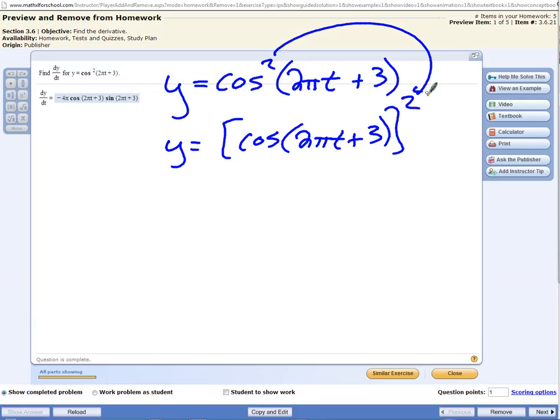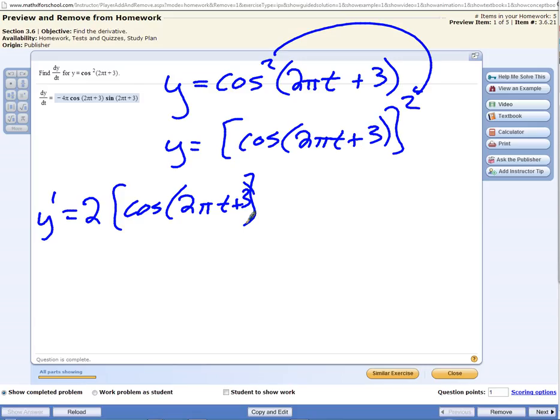So how many links am I going to have in my chain? If there's 3 layers, I'm going to have 3 links. One derivative for each layer. Okay, so let's do this. The outermost layer is the power part, the square. So what's the derivative of something squared? 2 times something. And the something is cosine of 2 pi t plus 3. So we peel away the outside layer. Now what do we got?